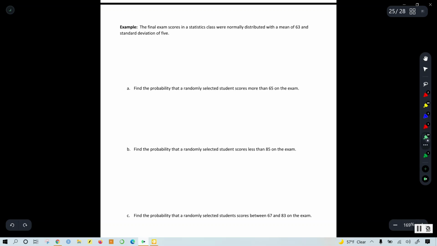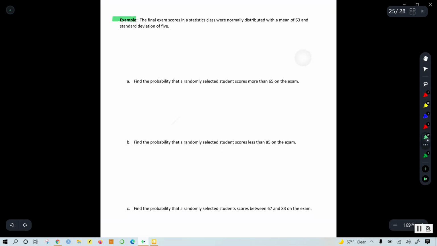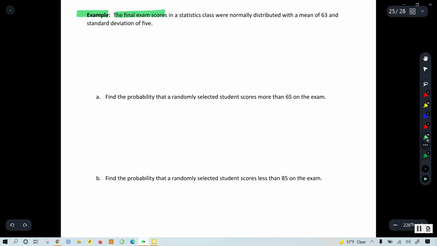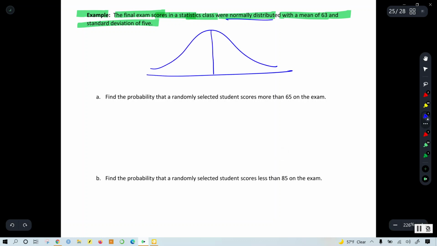We open up in this video with an example. We're told here that the final exam scores in a statistics class were normally distributed with a mean of 63 and a standard deviation of 5. So, since there's a claim of the normal distribution, I'm going to sketch the normal distribution and locate the mean of 63. And the standard deviation is 5.